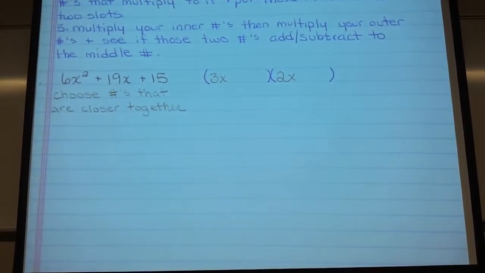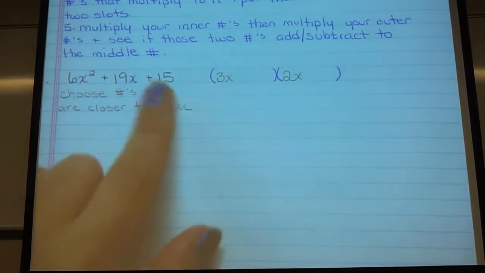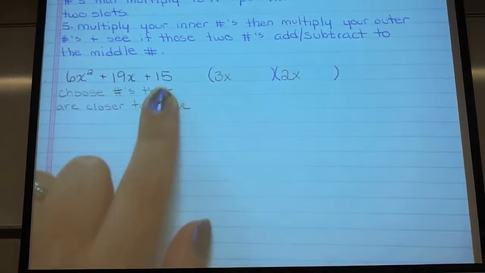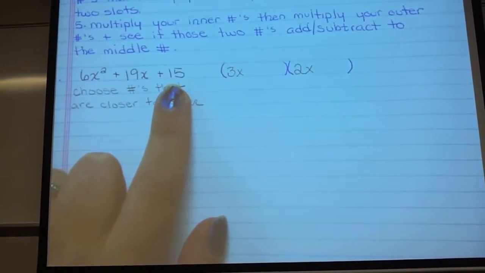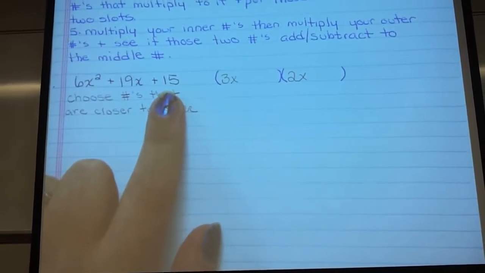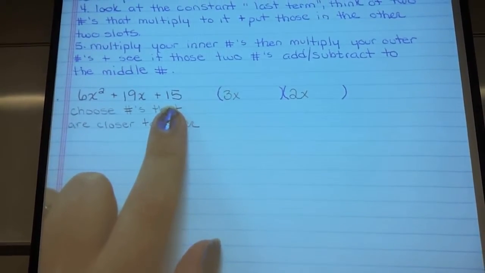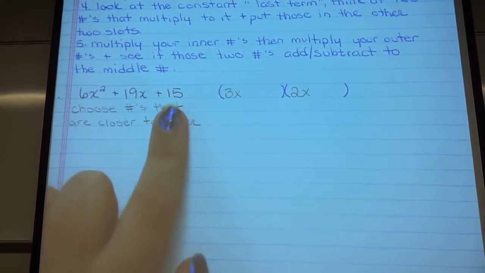Step 4, look at your constant. What's your last term? 15. What 2 numbers multiply to give you 15? 3 and 5. 1 and 15. Again, go with the closer set. I'm going to do it wrong. So do not copy this unless you want to show what it looks like when it's wrong. So just watch. You're saying 5 and 3.